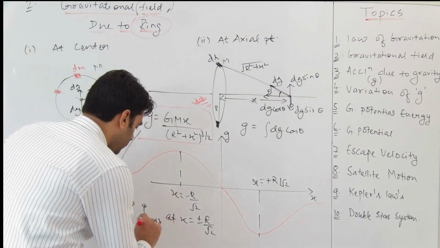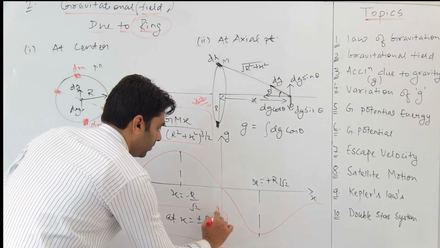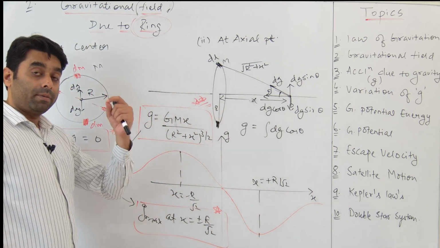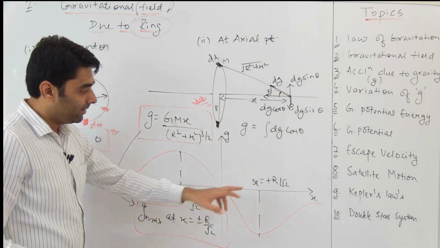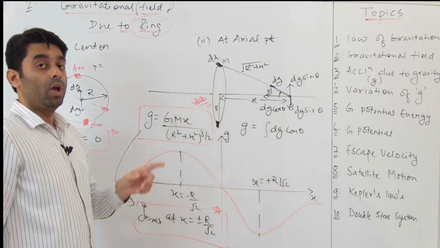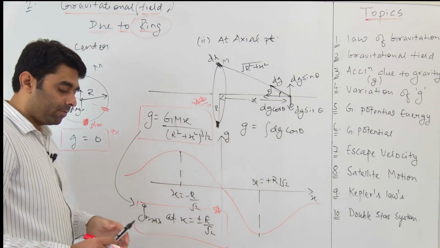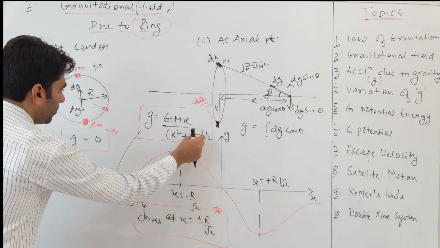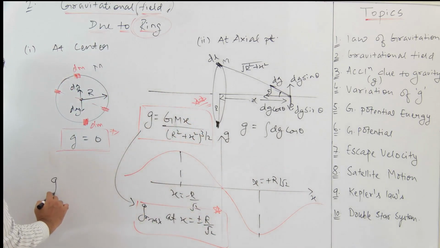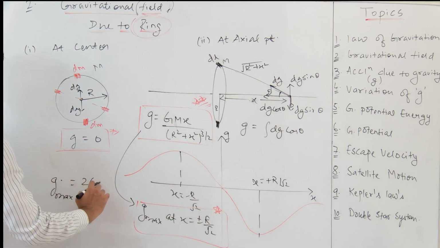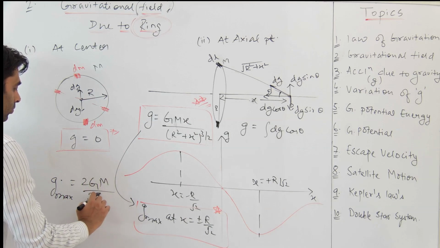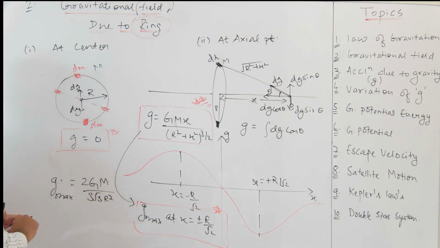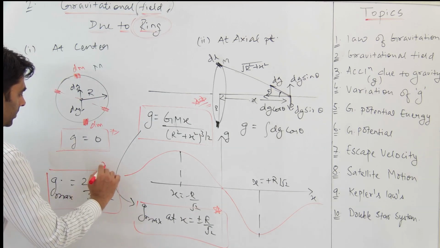So this result should be kept in mind: this distance is r by root 2, maximum is r by root 2. That means maximum gravitational field is at x equals r by root 2. How much is the maximum gravitational field? When you substitute this r by root 2 over here, the G max value will come out 2GM by 3 root 3 r square.